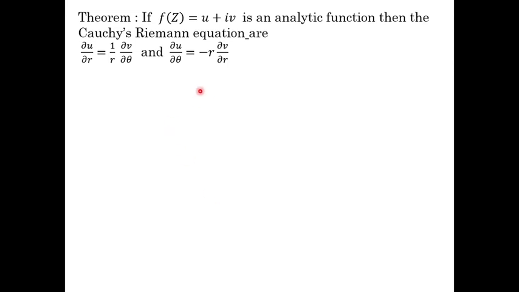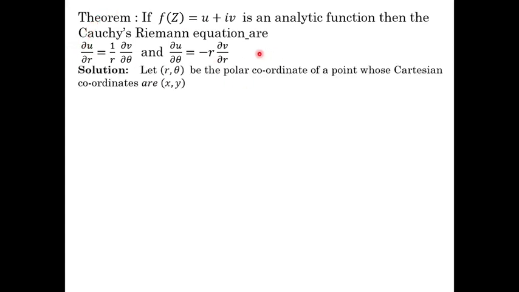Here, this is the theorem. Prove that, or find, the Cauchy-Riemann equation in polar form, or prove that dou u by dou r is equal to 1 by r, dou v by dou theta, and dou u by dou theta is equal to minus r, dou v by dou r. These are the CR equations in polar form. Let us see the proof.